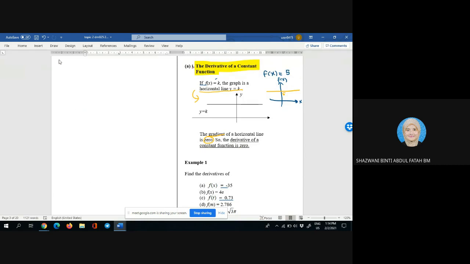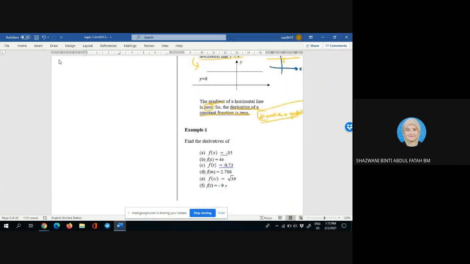Okay, so the derivative of a constant function is 0 because we know that the derivative equals the gradient. So because the gradient is 0, the slope is zero, so the derivative will be zero.